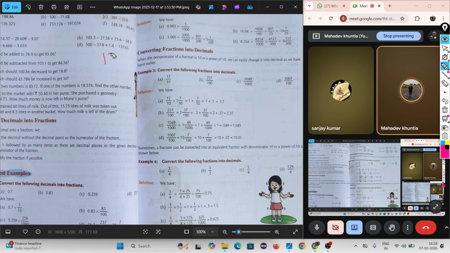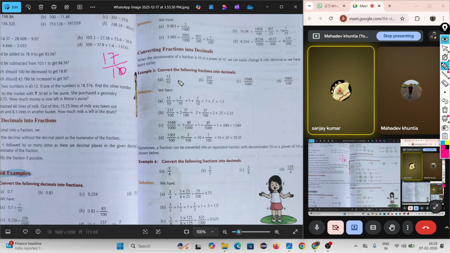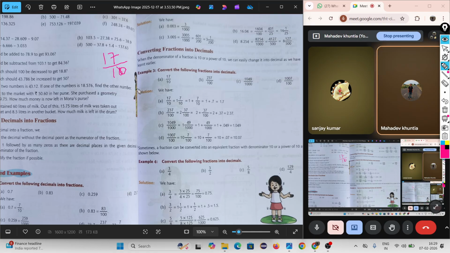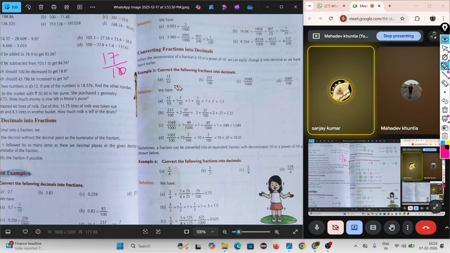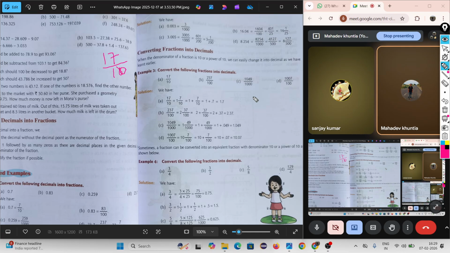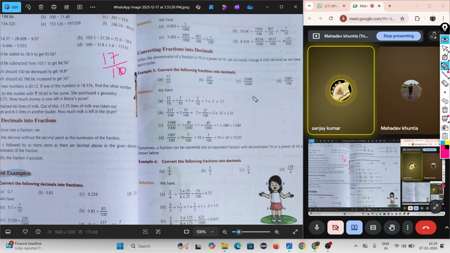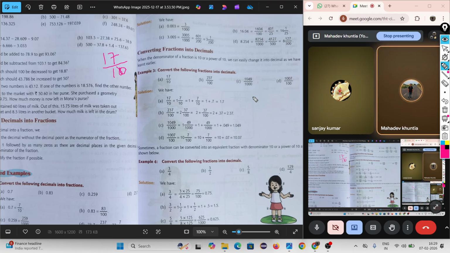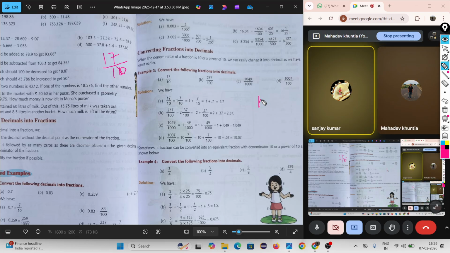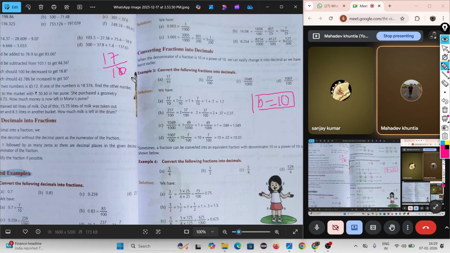first you have to check the denominator. In 17 upon 10, the denominator is how much? It is 10. Then you know, if the denominator is 10, that is very easy to convert this fraction into a decimal number.